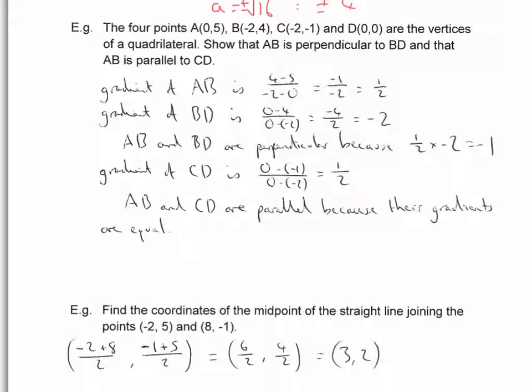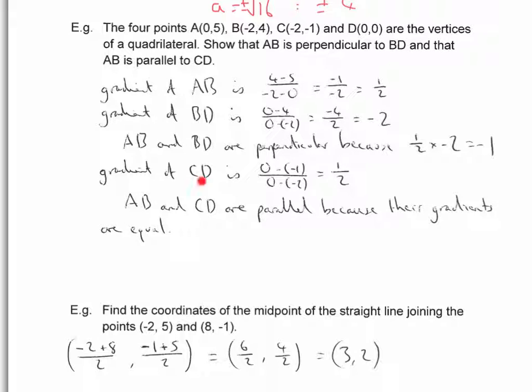So I've got the gradient of AB as a half, the gradient of BD is -2, and that means they're perpendicular because each one is the negative reciprocal of the other. Easier in this case to go back to the fundamental definition and say that the product of their gradients is -1. Okay, and it now says show that AB is parallel to CD. So I've already got the gradient of AB, so I'm hoping that CD has the same gradient.